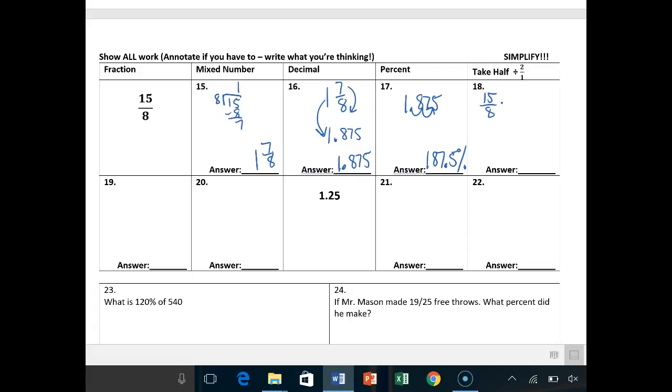And to take half, I take half of the original fraction. So 15 over 8 divided by 2 over 1 becomes 15 over 8 times 1 over 2. And what do I get? I get 15 over 16. It can't be simplified, couldn't cross cancel anything. I'm done. So you will be in charge of that second row here.